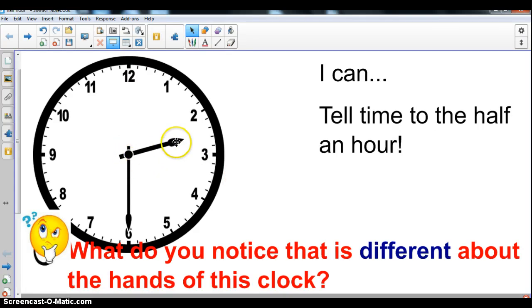Yeah, the hour hand, the little hand, is right in between two numbers. It's not on the 2 and it's not on the 3. It's right in between. So I'm confused. Which number do we say now? The minute hand is not at the 12 anymore. It's halfway around the clock. It's at the 6. So you're going to learn what number to say when the hour hand is in between two numbers and what to say when the long minute hand is halfway around the clock at the 6.